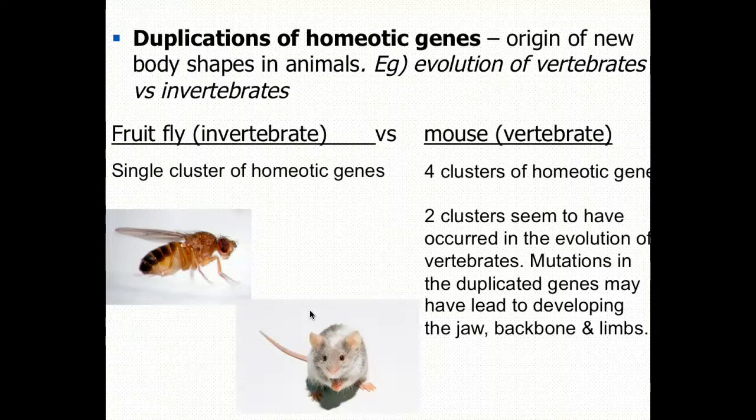The next topic here is going to be homeotic genes, large effects from small genetic changes. So at this point, I think we've been talking about genes in terms of one gene makes one protein and it has one small effect on the body.